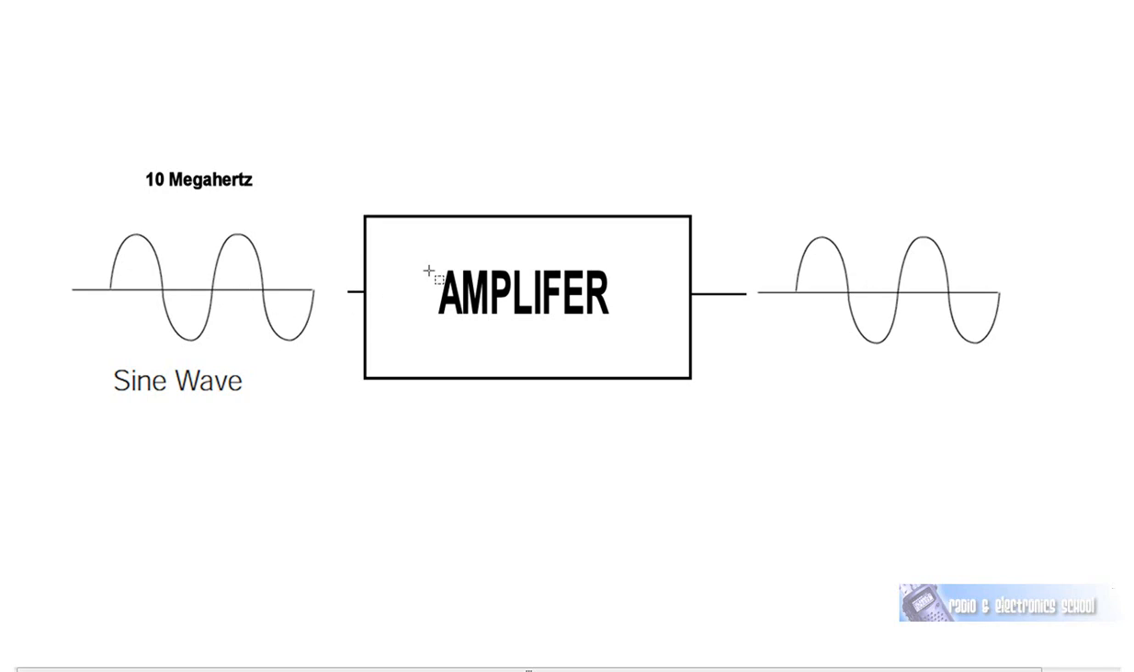There's no such thing as the first harmonic. The first harmonic is called the fundamental, and in this case the fundamental is 10 megahertz. The second harmonic would be 20 megahertz, the third harmonic 30, the fourth harmonic 40, and so on.